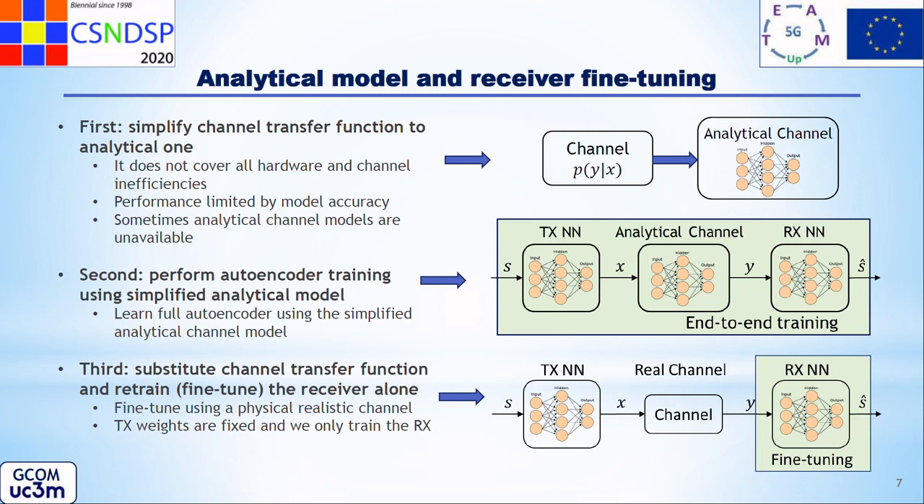The first solution consists of training using a simplified analytical channel model, and after that perform a receiver fine-tuning by training the receiver alone. So the first step is to simplify the channel transfer function to an analytical one, which unfortunately will not cover all hardware and channel inefficiencies, so the performance will be limited. Secondly, perform the autoencoder training. And third, substitute the analytical channel transfer function by a physical realistic channel and retrain the receiver alone by fixing the weights of the transmitter.